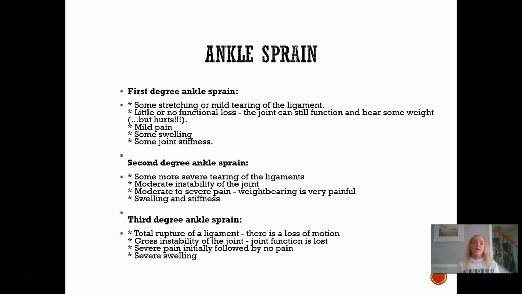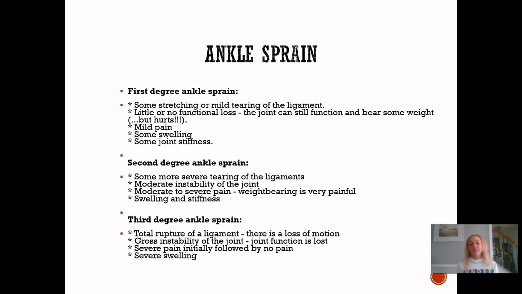A second degree ankle sprain is going to be more severe tearing of the ligaments, more instability then of the joint as well, moderate to severe pain. Weight bearing is going to be painful. Again, one of the biggest characteristics between a first and a second degree sprain is that a second degree is going to require stoppage of activity. It hurts enough that you cannot continue to do whatever it was that you were doing. There will be more significant swelling and stiffness associated with this as well.